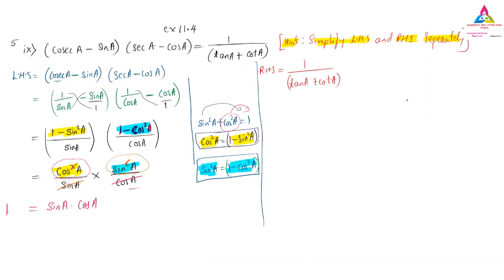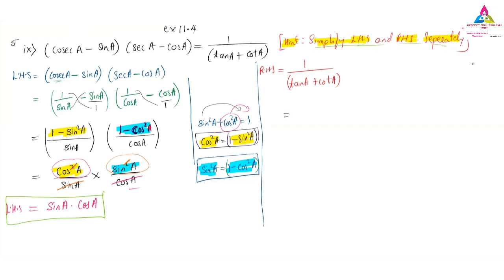Does anyone have a doubt here? The left hand side will become sin A into cos A. Does anyone have a doubt? No, sir. Okay. A similar rule we will apply on the right hand side, because this is the end of the first half. We simplify the left hand side and right hand side separately. So we will go for the right hand side. Further simplification is not possible according to our rule.